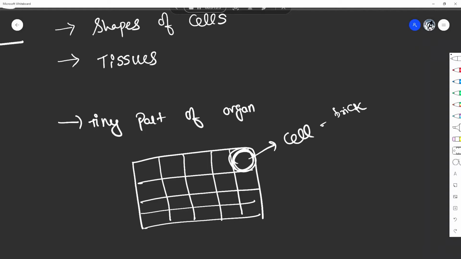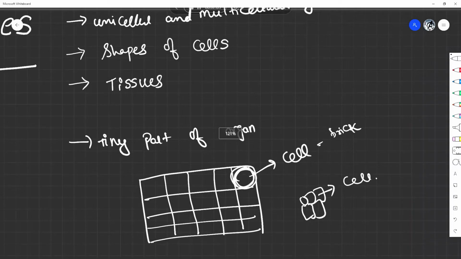Your hand is made up of different parts like skin, muscles, bone, everything. The outer layer of the skin, you can say, is a tissue. If you watch the tissue or the skin under the microscope, you will see small block-like structures. This block or organized structure is called a cell. The smallest part or smallest portion of an organism is called a cell. It is very simple. The smallest part of your body is the cell.